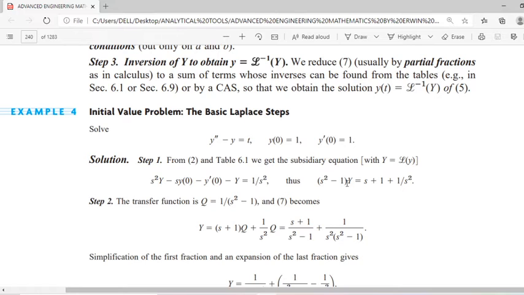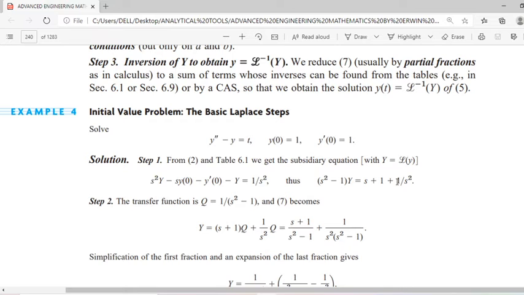So you can again simplify like this: s square minus 1 into y. The coefficient of y is nothing but s square minus 1. So s square minus 1 into y equal to 1 by s square, and moreover minus s into y of 0, that is minus s, and minus y dash of 0, that is minus 1. When we move to the right side it will become s plus 1, and it is already 1 by s square, so we can see that it is s plus 1 plus 1 by s square. That is a trivial mathematical technique.